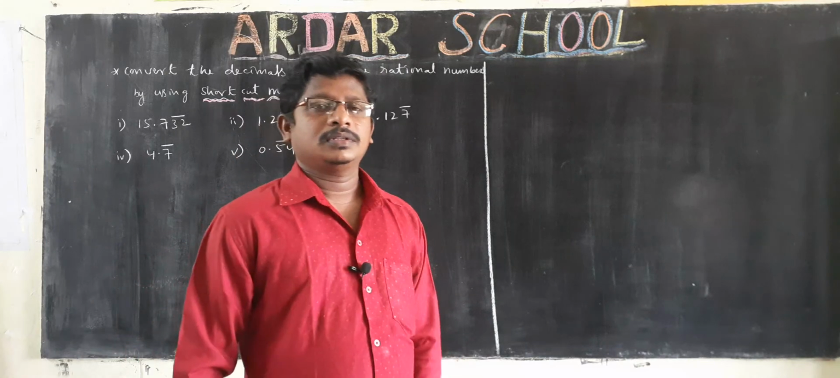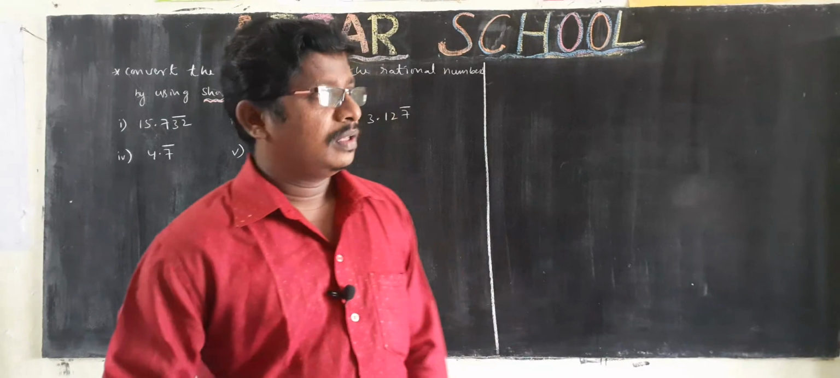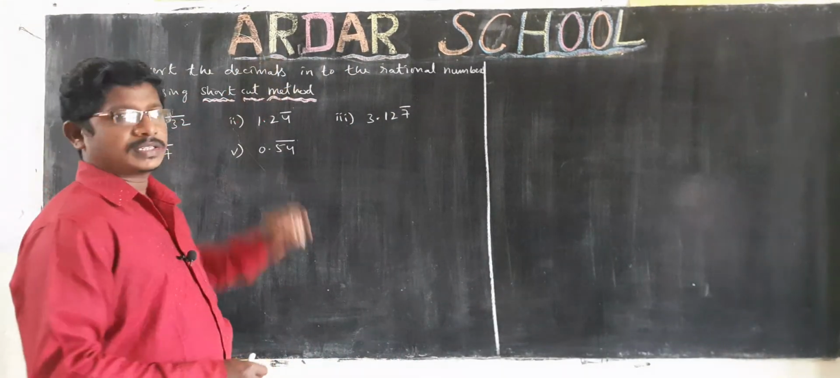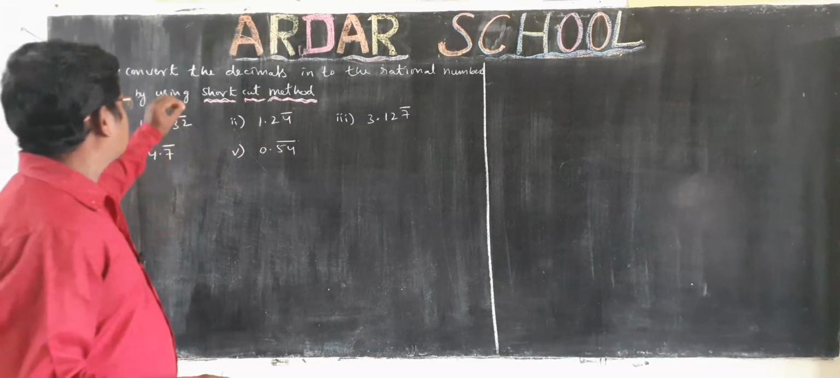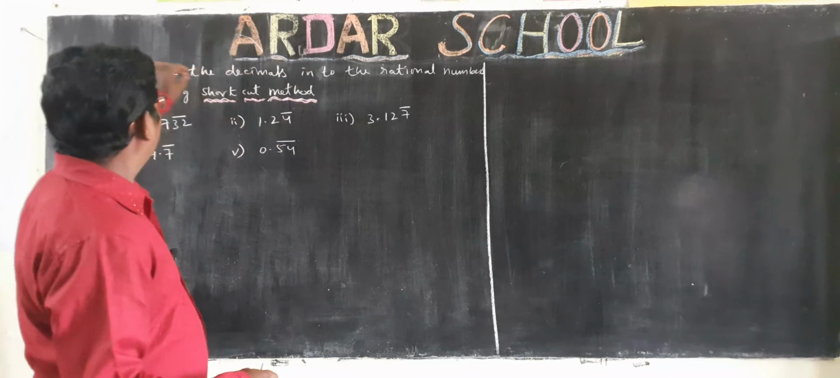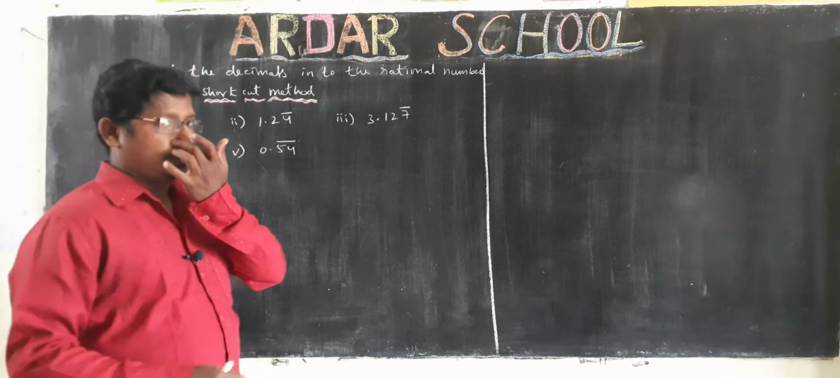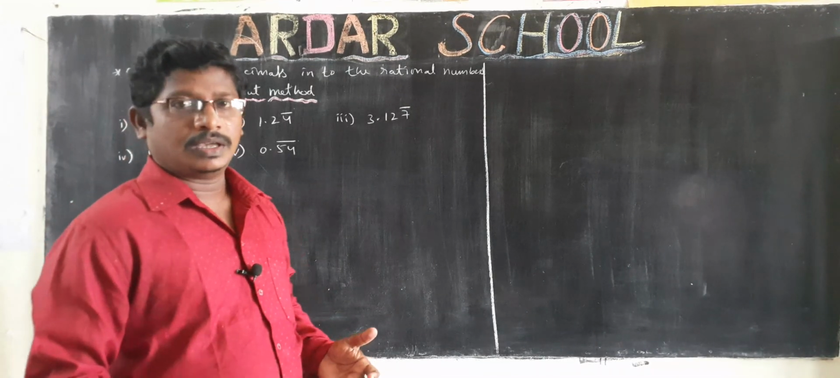Hi students, in the previous video I already discussed how to convert decimals into rational numbers. That is a lengthy process. This is the shortcut method: how to convert decimals into rational numbers using a shortcut. This is used in competitive exams only.